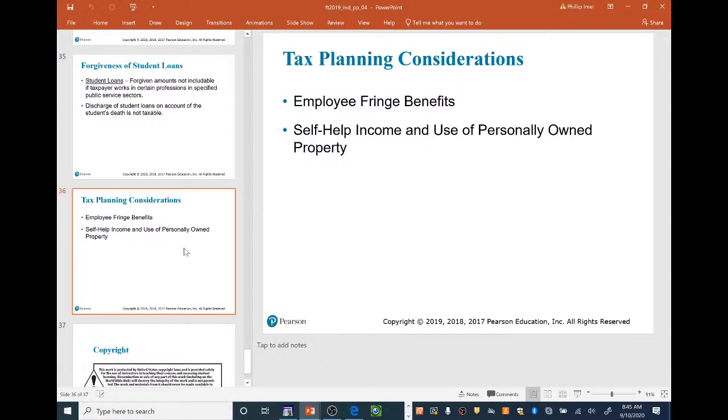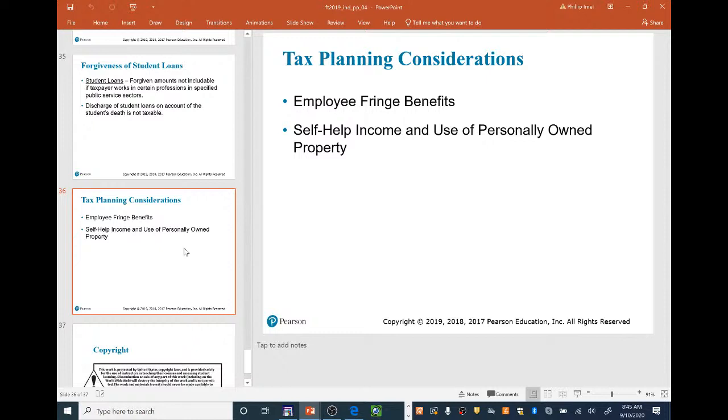Okay, let's talk a little bit about tax planning considerations. Let's start with the first one, employee fringe benefits. Employers must carefully evaluate both taxable and non-taxable employee fringe benefits from the employee perspective, as the employer is generally able to deduct both as forms of compensation, right? Providing a cafeteria plan may provide the best alternative so that employees can select the benefits that they desire rather than the employer making that decision.